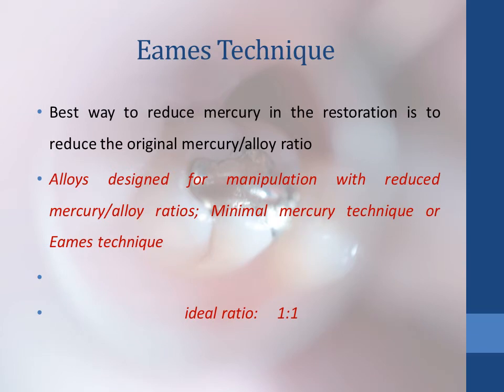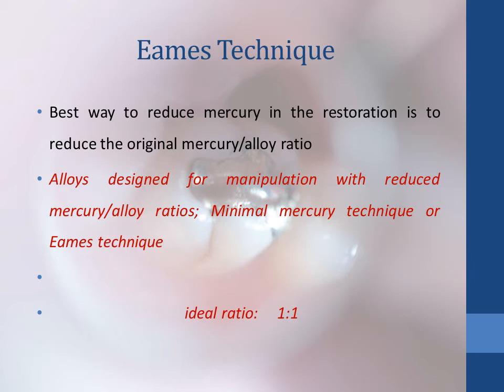Now, a very important technique related to amalgam manipulation is the Eames technique. It is a newer technique named after the dentist who thought of it. He said that the ideal ratio is 1 is to 1, meaning one part of the silver alloy and one part of the mercury, and this is the best way to reduce mercury in the restoration by reducing the original mercury alloy ratio.